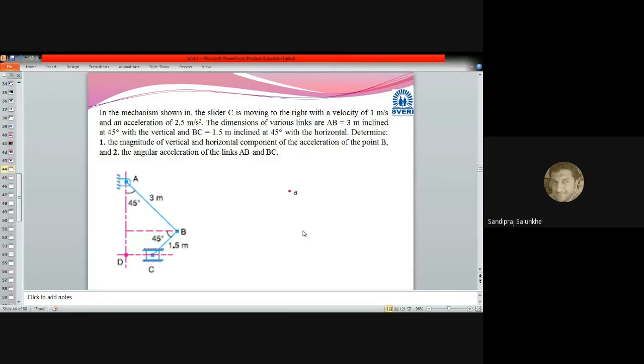Okay. Before that, first of all, you have to draw the space diagram. Space diagram is nothing but this diagram. You have to draw this diagram first on paper, and later on we can go for drawing the velocity diagram.